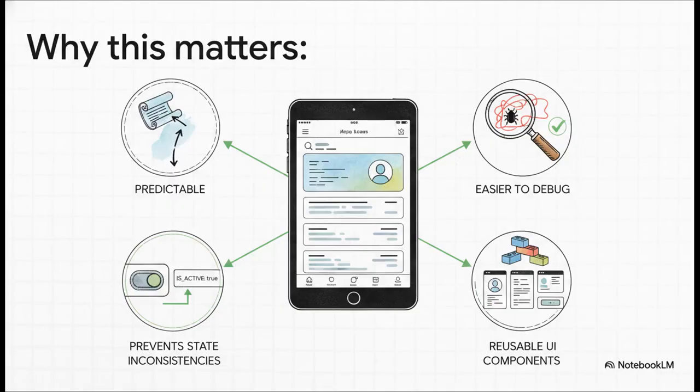So why go through all this trouble? What's the real payoff here? Well, first, your apps become incredibly predictable. When a bug does happen, you know exactly where the data is coming from. It completely gets rid of those crazy ghost states where your data and your UI are out of sync. And as a bonus, it makes your UI components much more modular and reusable.